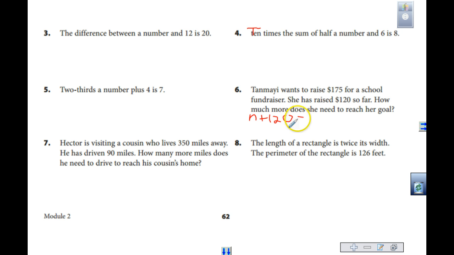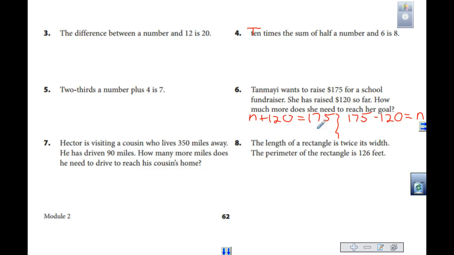Does anybody have another one? Something else? How would you solve this equation? You would subtract 120 from 175. Yeah, so somebody else might come up with this. Oh, the answer is going to be this. It's 175 minus 20, and that equals n. So you can have either equation, and they both give you the same thing.